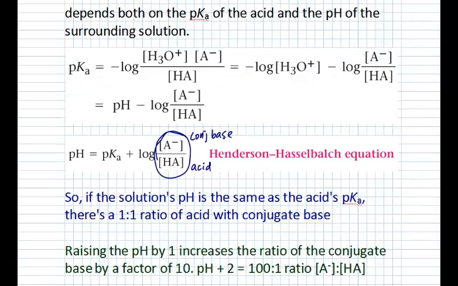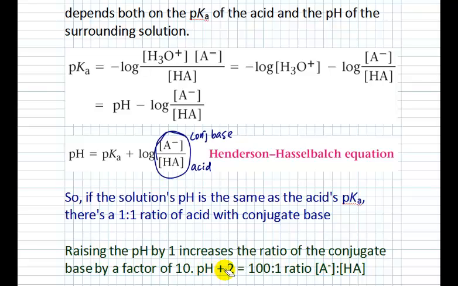If I raise the pH by, say, 1 unit, I make it more basic, what I'm going to do, I'm going to raise the ratio of the conjugate base by a factor of 10. Okay? To get pH equals pKa plus 1, I have to do log of 10 over 1. All right? Log of 10 is just 1. So every pH unit we increase it by increases our conjugate base by a power of 10. Okay? Solution is more basic. We have more of the conjugate base.